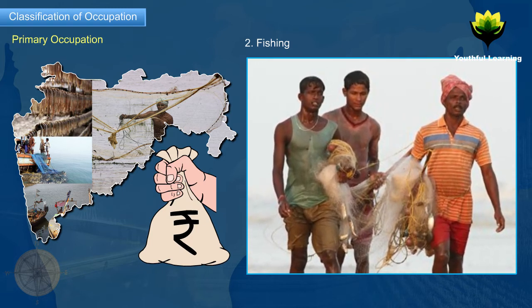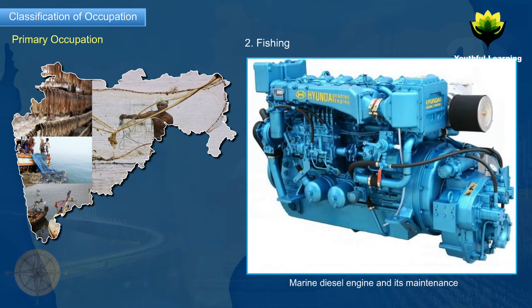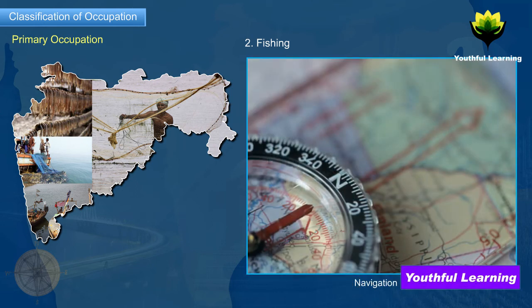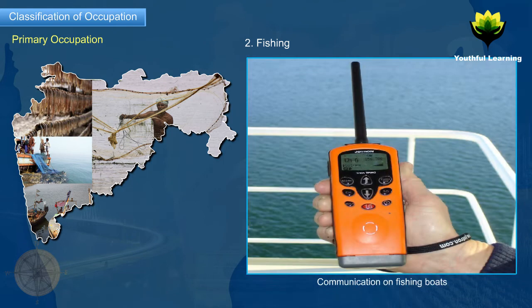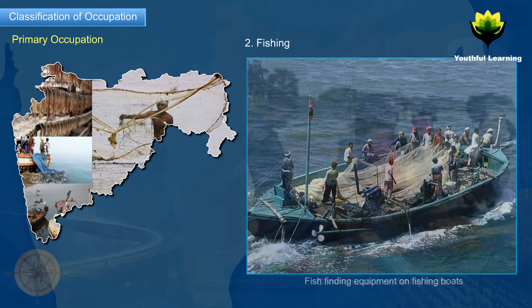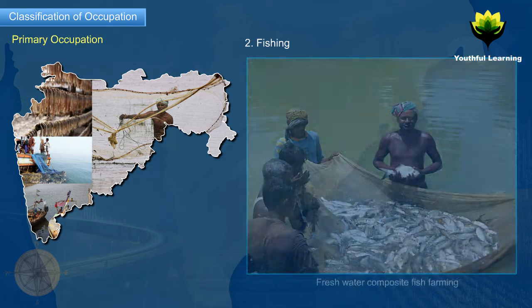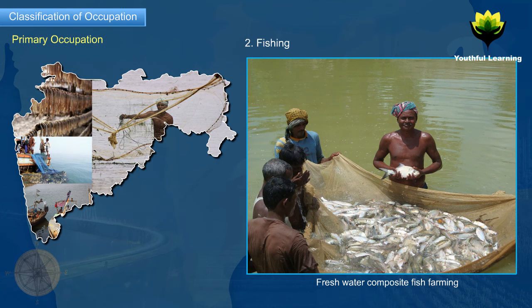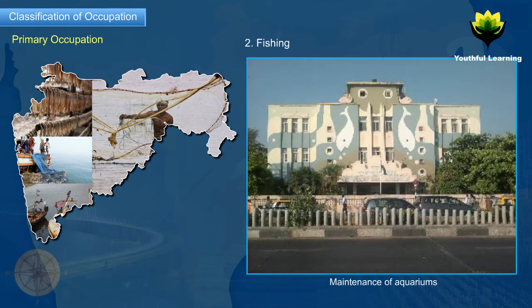Training is provided in areas such as marine diesel engine and its maintenance, navigation, public aquarium management, use of communication and fish finding equipment on fishing boats, freshwater composite fish farming, Indian major carp fish seed production, and maintenance of aquariums.